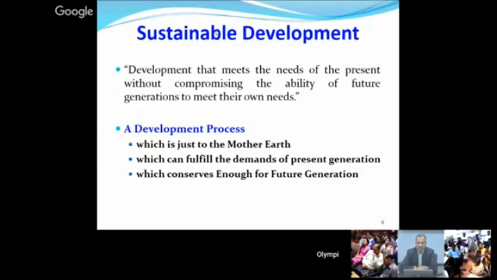Development that meets the needs of the present without compromising the ability of future generations to meet their own needs. So this is a concept given by this United Nations framework. Development which meets the needs of the present generation means whatever we have, we should meet the needs of the present generation, taking from all the natural resources which we have, but it should not be at the cost of the future generation.